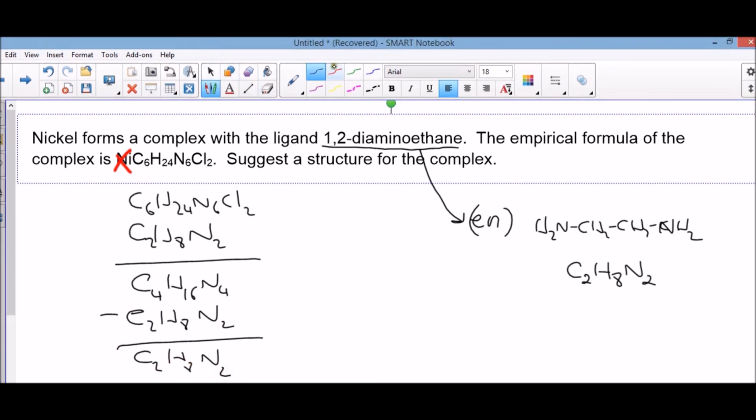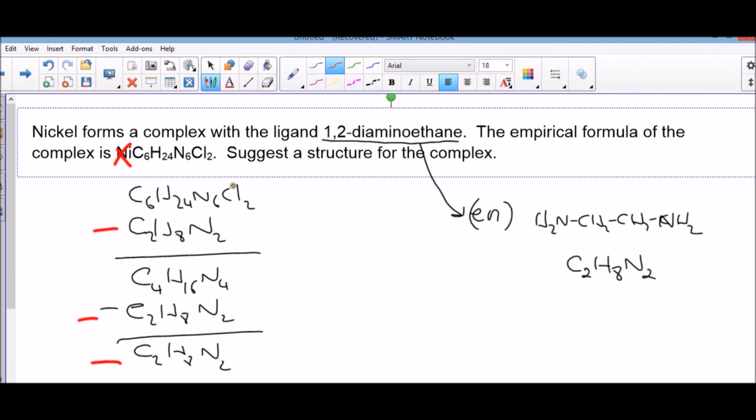So I can see that this complex contains 3 lots of this ligand, and then I'm left with the Cl2, which didn't get used up. Now you should be getting used to the fact that because transition metal complexes are generally ions, they will have an oppositely charged ion to balance out the charge, so we'll come back to that in a minute. But we're going to start off with suggesting the structure.